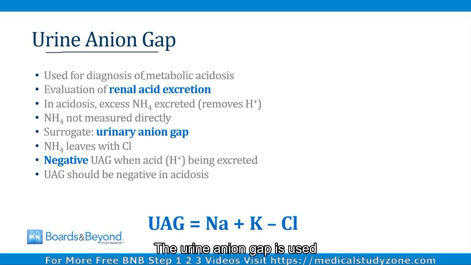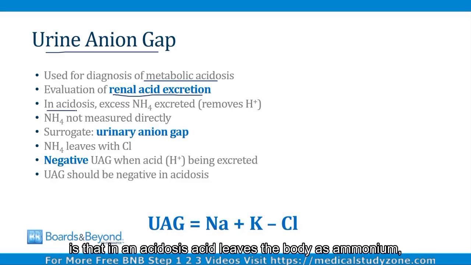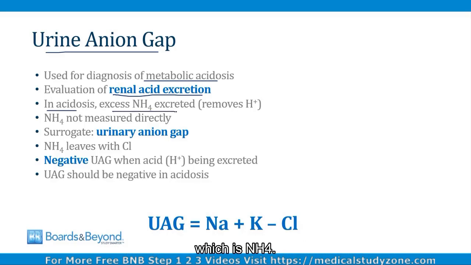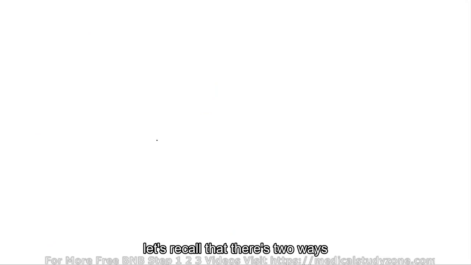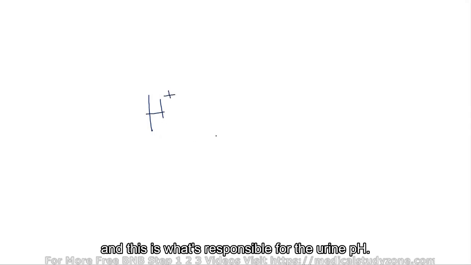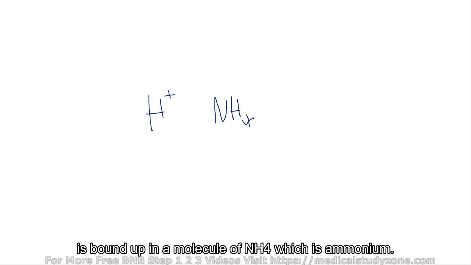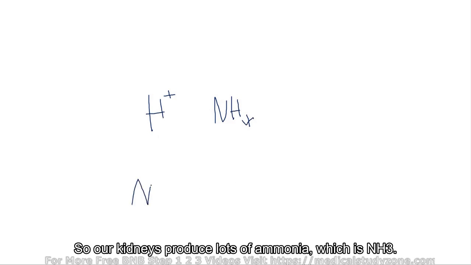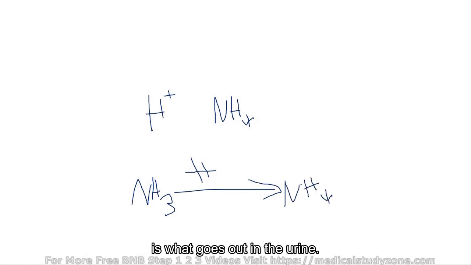The urine anion gap is used for the diagnosis of metabolic acidosis, and it's an evaluation of renal acid excretion. And the idea behind a urine anion gap is that in an acidosis, acid leaves the body as ammonium, which is NH4. This is one of the ways we remove protons from the body. So in order to understand this better, let's recall that there's two ways that acid leaves the body. One is as protons in the urine, and this is what's responsible for the urine pH. The other way that acid leaves the body is bound up in a molecule of NH4, which is ammonium. So our kidneys produce lots of ammonia, which is NH3, and that ammonia picks up a proton and becomes NH4, and then the NH4, which is ammonium, is what goes out in the urine.